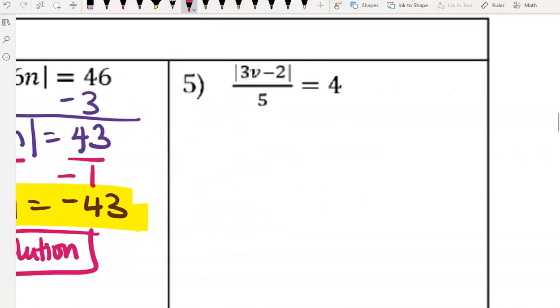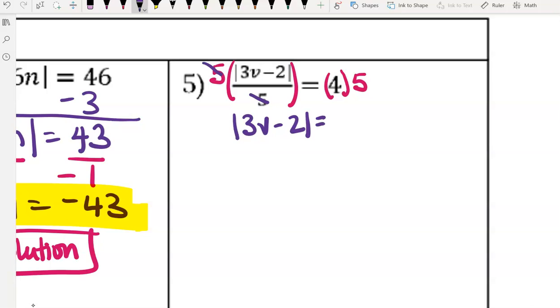Okay, let's do example number 5. Again, isolate the absolute value. So this one is read, absolute value of 3v minus 2 all over 5 equals 4. To get rid of fractions, students, we will multiply both sides by the lowest common denominator. In this case, we only have one denominator, 5, so we need to get rid of that. So those will cancel. Absolute value of v minus 2 equals 20.